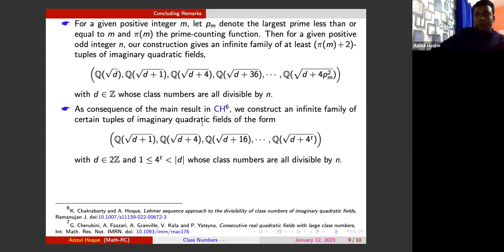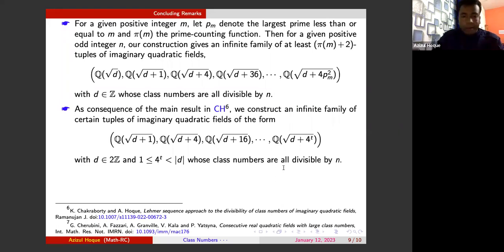Very recently, we proved one more result. We constructed one more family like this: D plus 1, D plus 4, D plus 16, and like this, D plus 4 raised to t. So here we have this kind of families, and with the divisibility property.